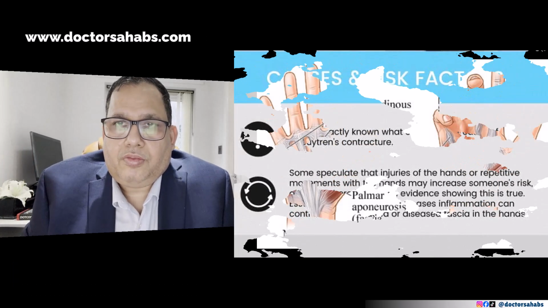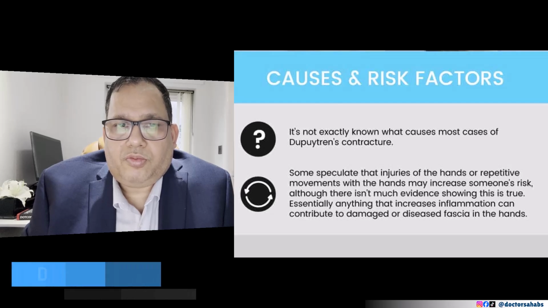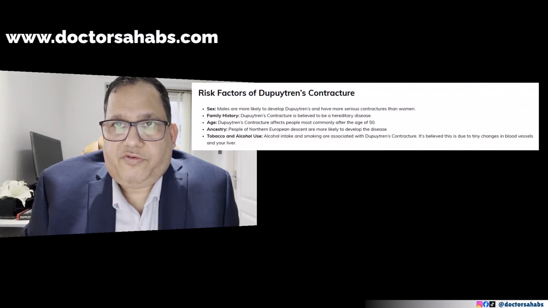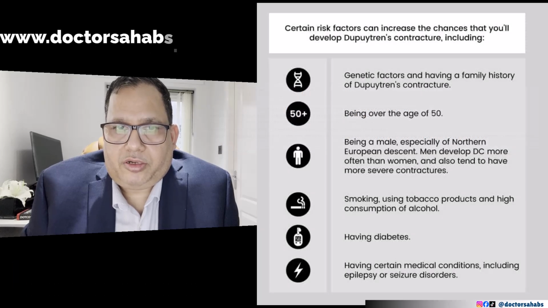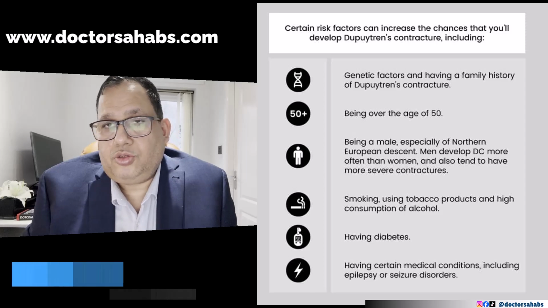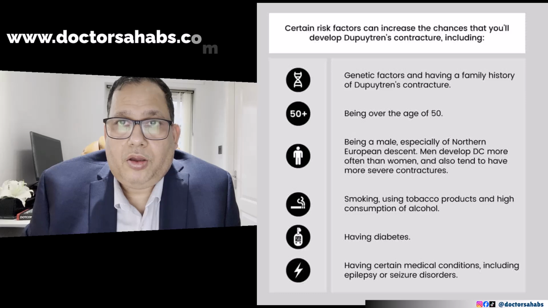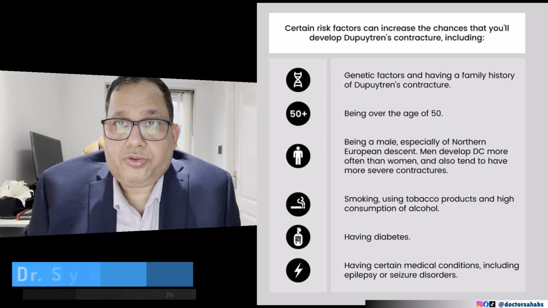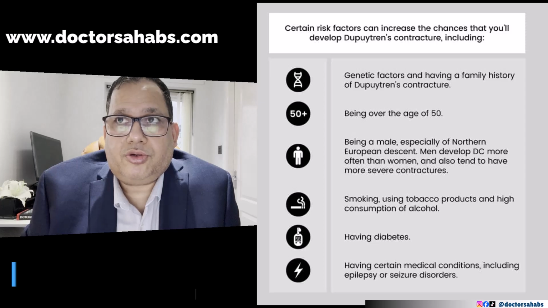Okay, as we discussed, the cause is still unknown, but it usually develops after the age of 50 years, and it is more common in men than women, while trigger finger is usually common in women. Okay, and family history is also involved. If you have a family history of this condition, you are at risk of developing it. Also, diabetes and alcohol use are risk factors for Dupuytren's contracture.